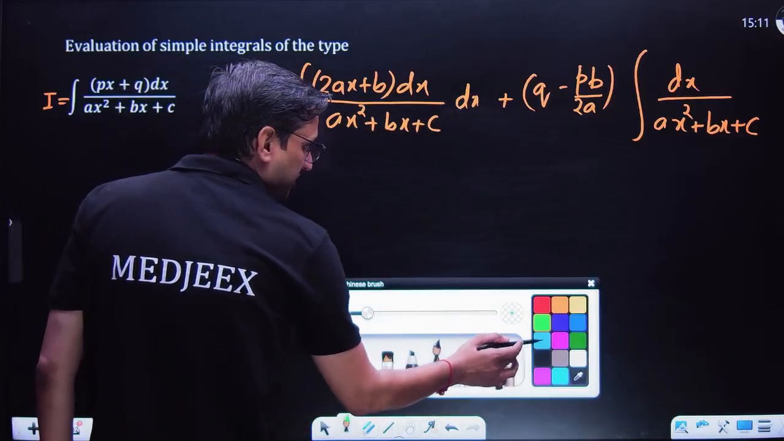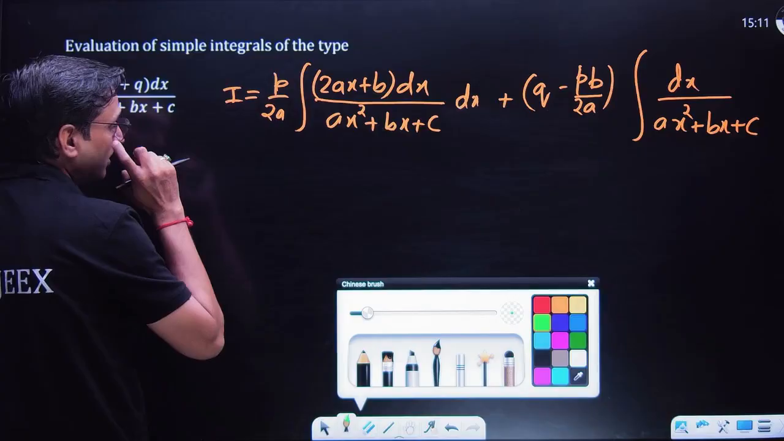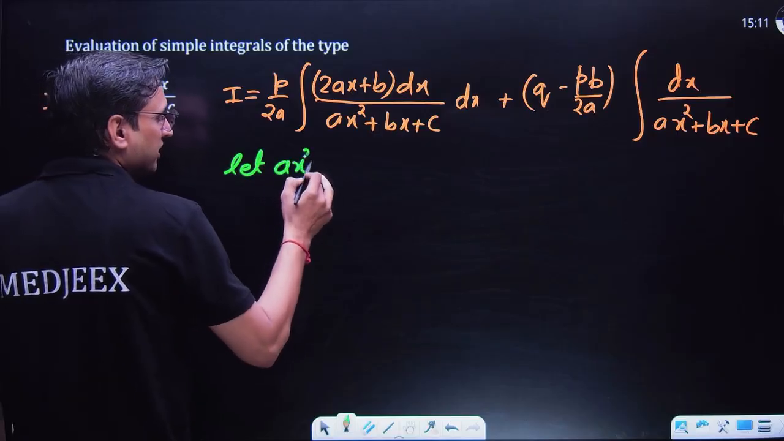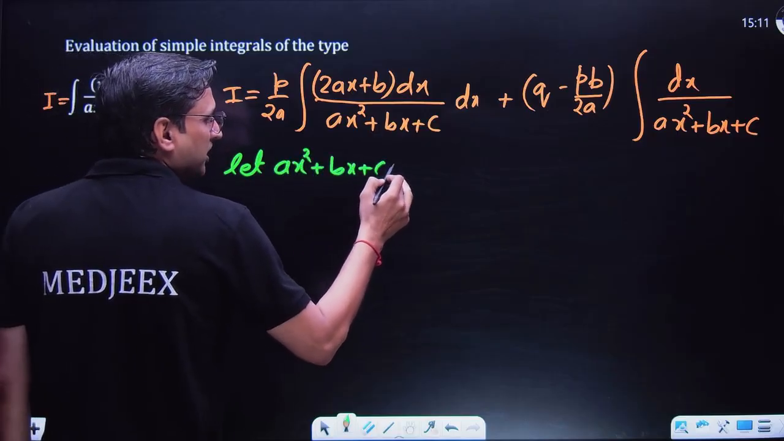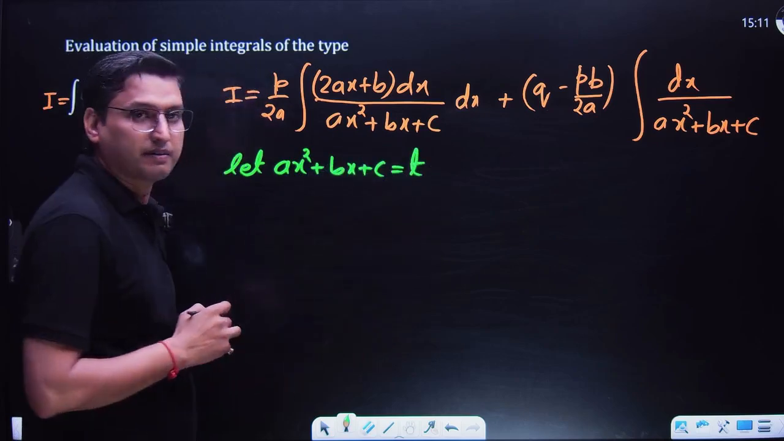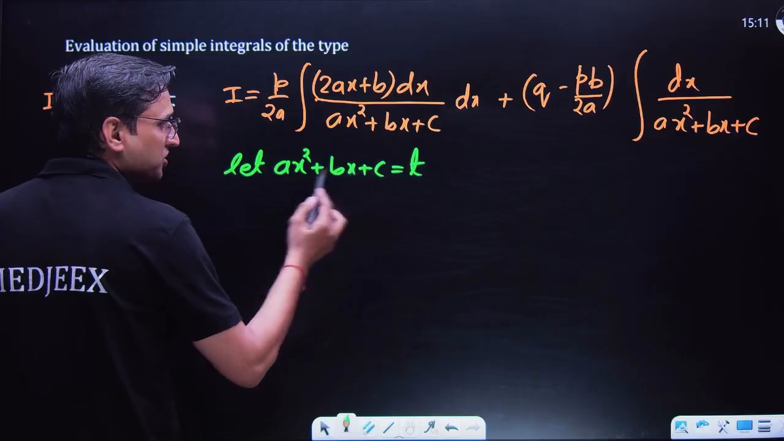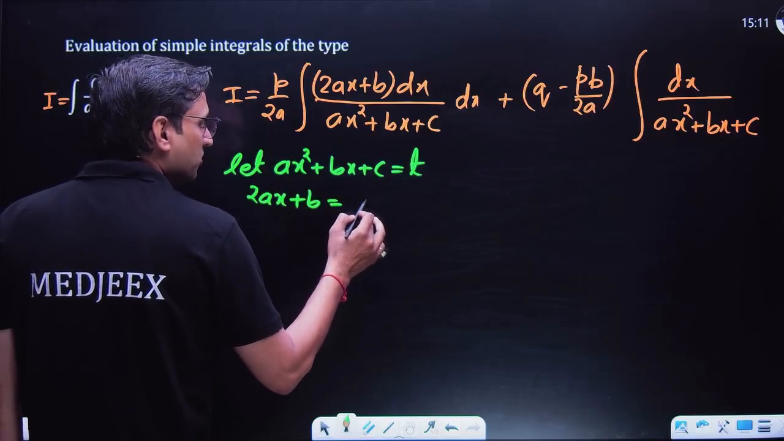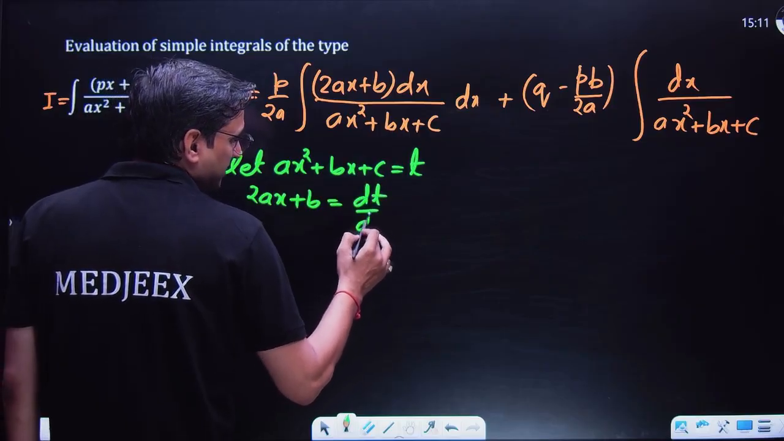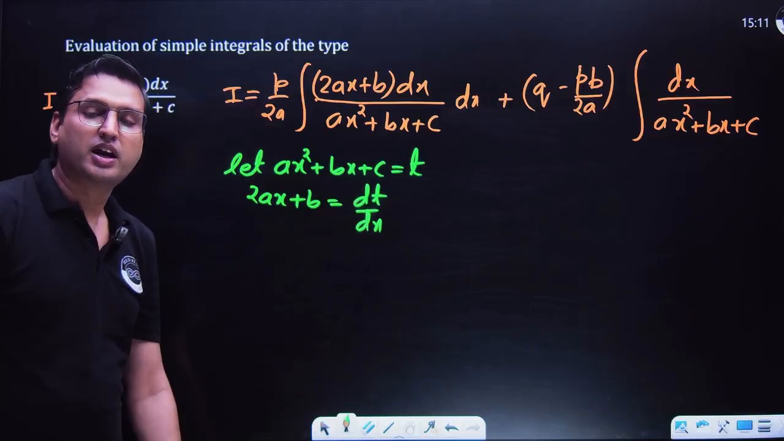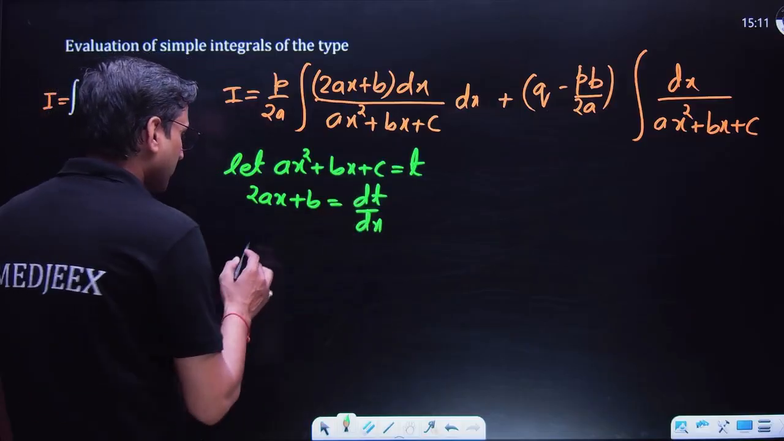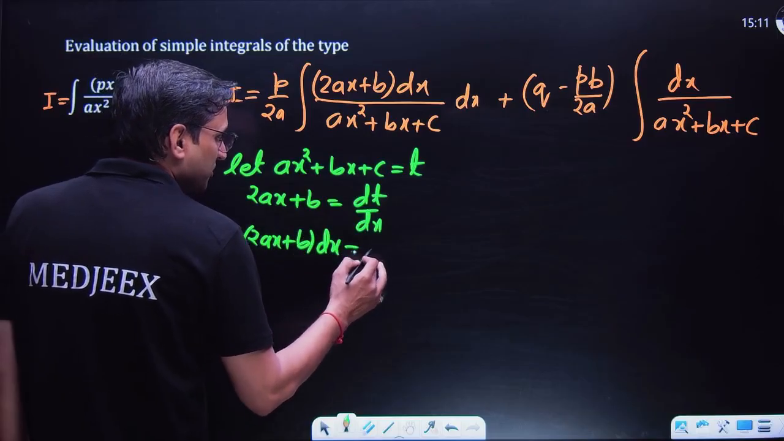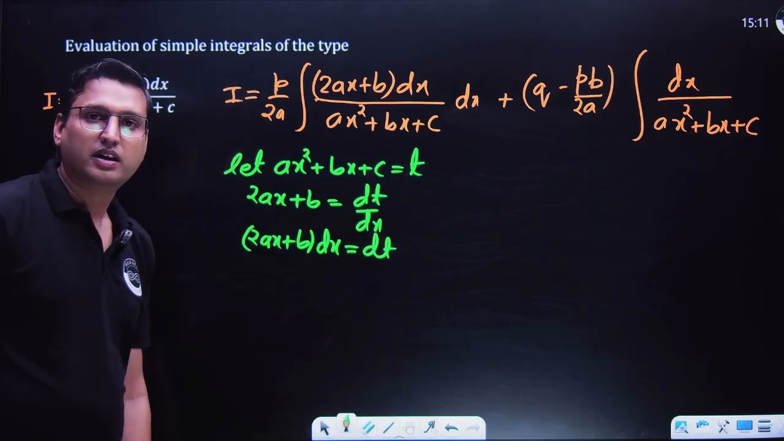Now apply substitution. Substitution, what we can do? Just let ax square plus bx plus c be t. Now after taking the differentiation on both sides, I can write 2ax plus b is equal to dt upon dx, since this parameter is different from this independent parameter x, correct? 2ax plus b into dx will be mentioned as dt, correct?